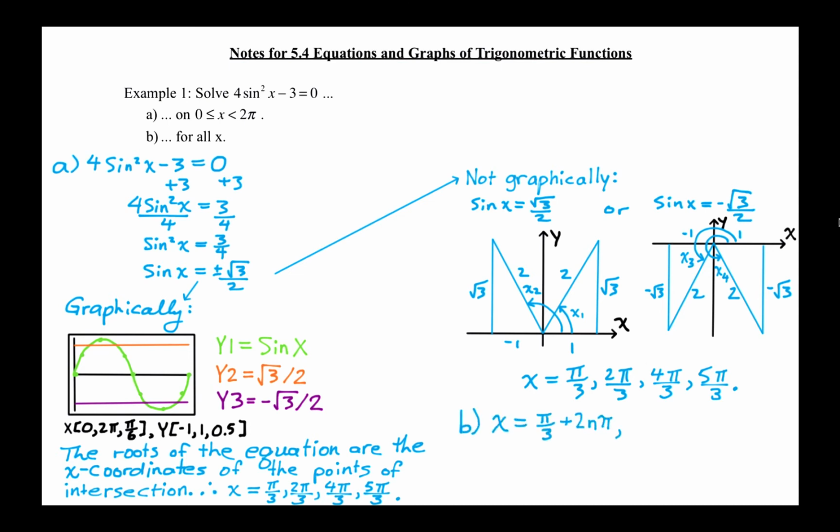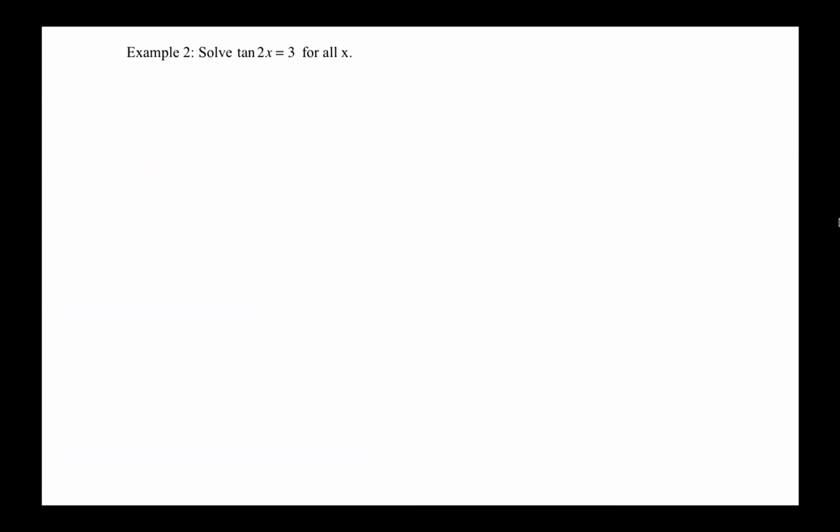Now, to get the solution for all x, you take each one of those individually and you add multiples of 2 pi, and specify that the multiples have to be integer multiples of 2 pi. Let's take a look at this example number 2. We want to solve tan 2x equals 3 for all x.